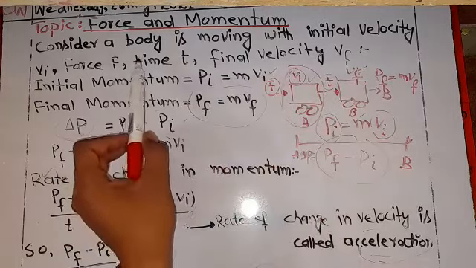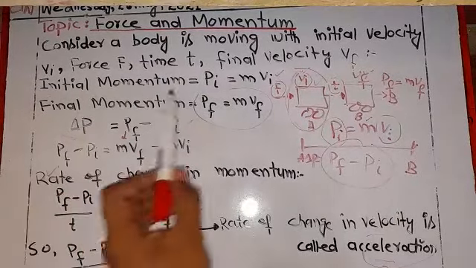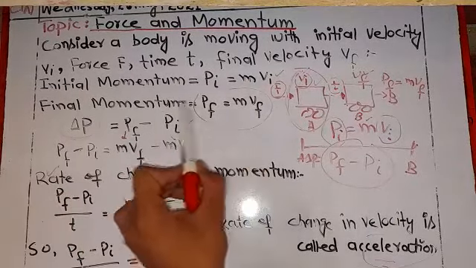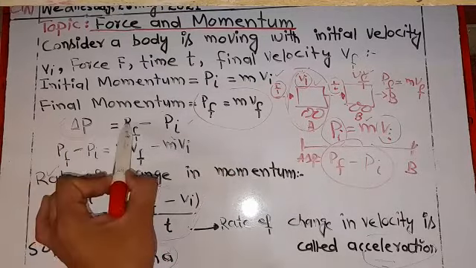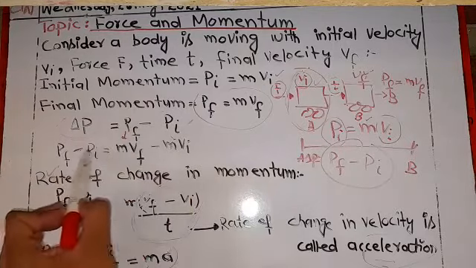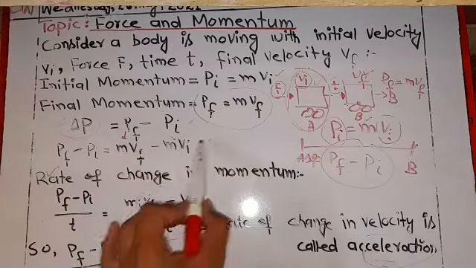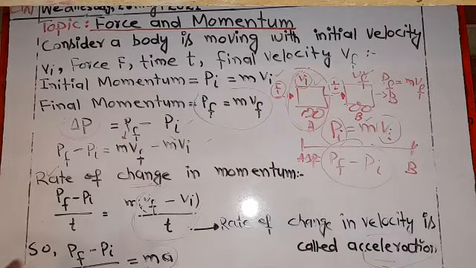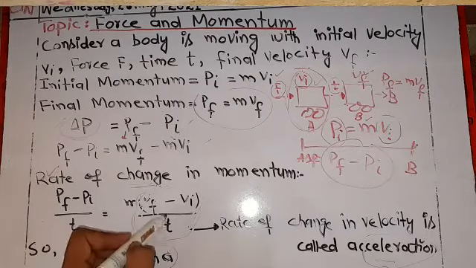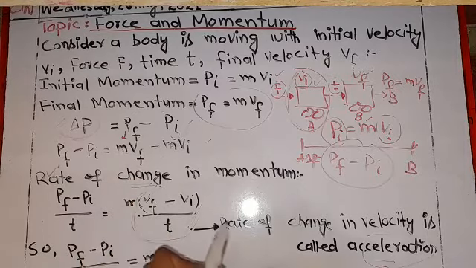If a body is moving in a straight line, then its initial momentum is mvi and final momentum is mvf. If we want to find the change in momentum, pf minus pi is equal to mvf minus mvi. Now to find the rate of change in momentum, we divide both sides by time t. M is common, and vf minus vi over t is the rate of change in velocity, which is called acceleration.